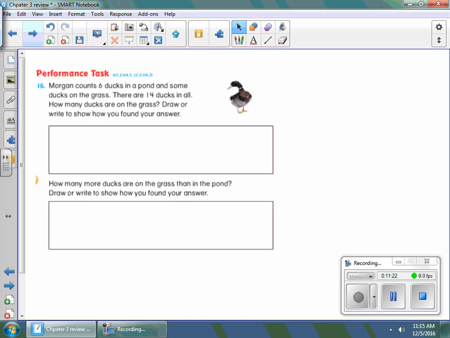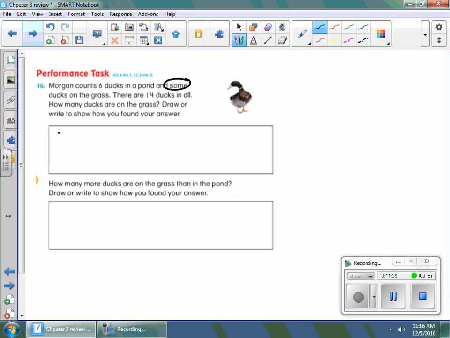Performance task. Morgan counts 6 ducks in a pond and some ducks on the grass. There are 14 ducks in all. How many ducks are on the grass? We know whenever we see this word sum, it means a missing number. Sum, S-O-M-E, not S-U-M. Sum means a missing number.